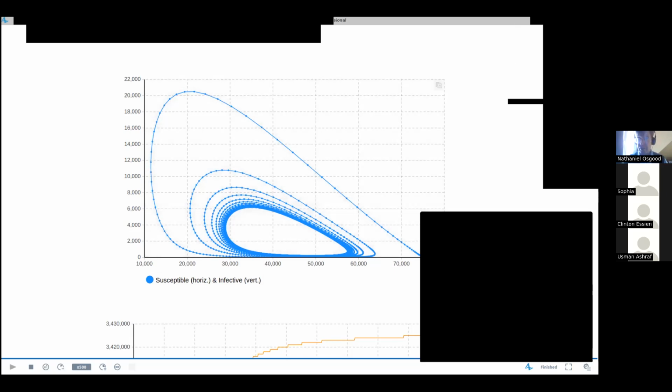Or e to the i theta is associated with a sinusoid. e to the i theta t is associated with a sinusoid.